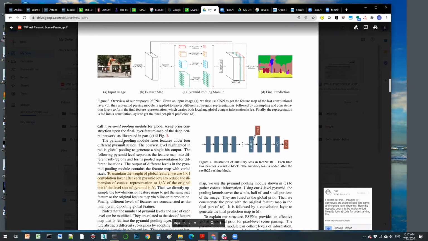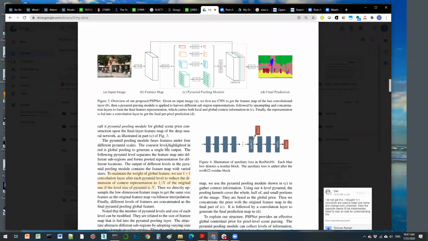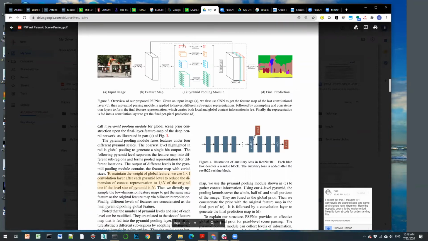So as mentioned, the coarsest level highlighted in red is global pooling. It's global pooling because you have used a 1 by 1, right? So you're pooling across the entire feature map at this stage, at this level, if you will. That's why it's a global pool. They do average pooling and max pooling, and they compare the results, and they show average pooling gives better results than max pool. So you just average pool across the entire feature map. That's why it's a 1 by 1 there. Then, that's the coarsest level to generate the single bin.